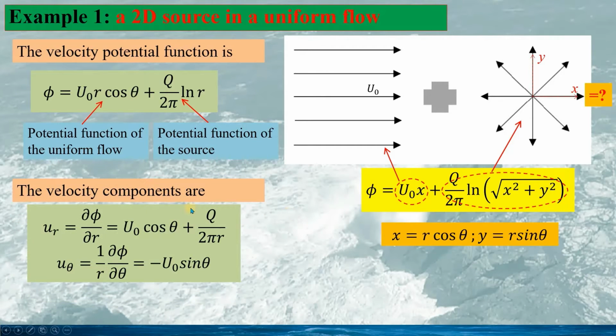So we can easily calculate the velocity components based on the potential function. UR is given as the partial differentiation of phi with regard to r, so it is given as this. And u theta is calculated as this. Here, UR is the radial velocity component, and u theta is the tangential velocity component.